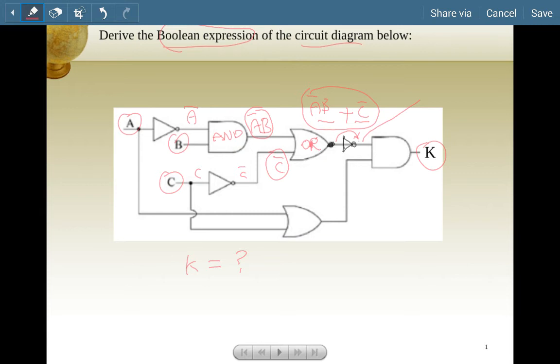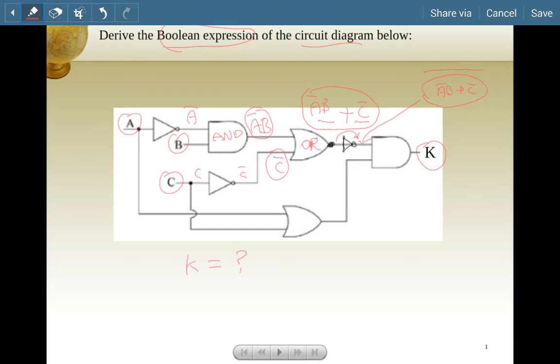So let me draw that here. Whatever you've got, this is what you got. Just invert the entire thing. Make sure you invert the entire thing. And so what is that entire thing? The entire thing is A bar B plus C bar. That is the entire thing.